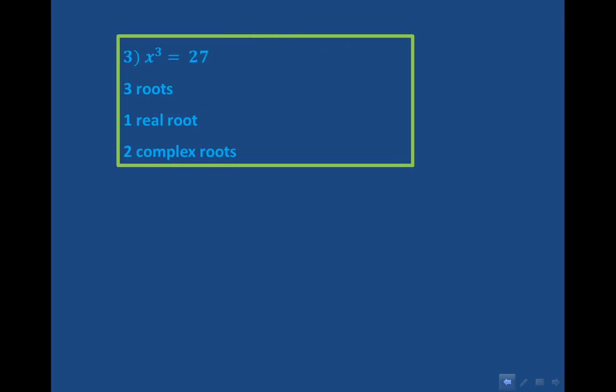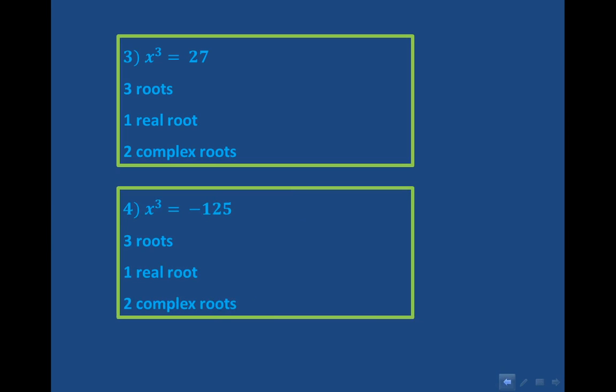x power 3 equals 27. This equation has 3 roots. Take care, the power of x here is an odd number. This equation has 3 roots: 1 real root, only 1 real root, and 2 complex roots.